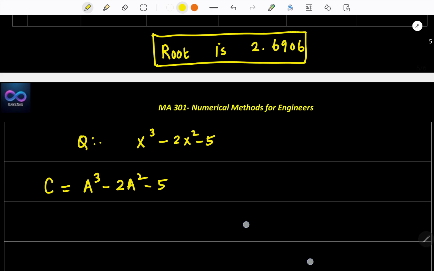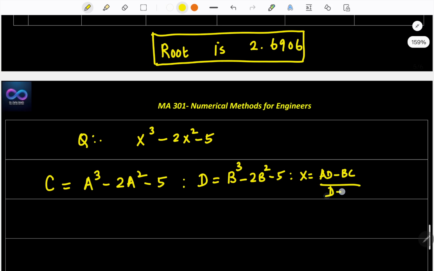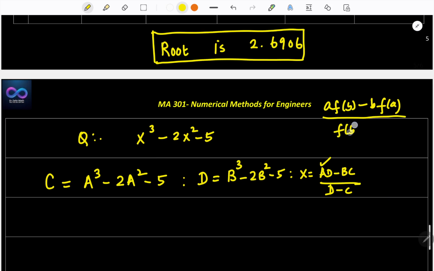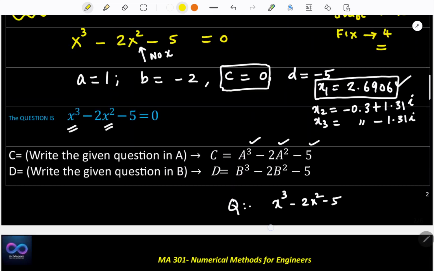It is carried out, and then you press colon. D equals B cube minus 2B square minus 5. Again it's carried out, colon, X equals (AD minus BC) divided by (D minus C). A is your A. D is f of b, minus B, the small b. C is f of A, divided by D, which is f of B, minus C, which is f of A.